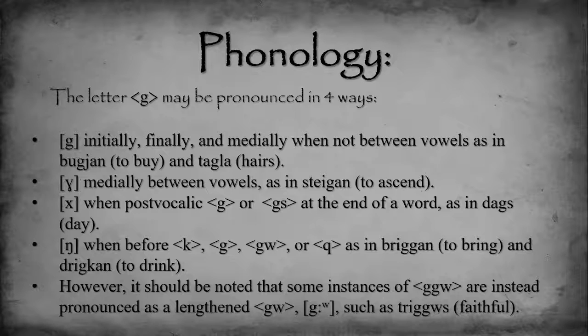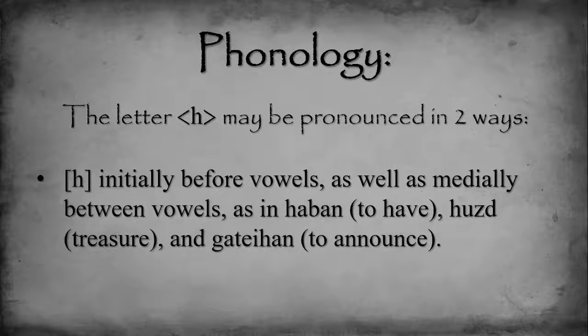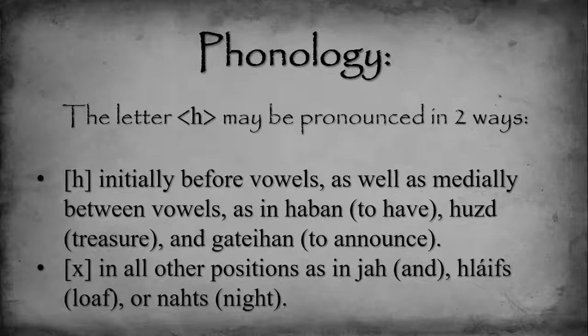However, it should be noted that some instances of GGW are instead pronounced as a lengthened GW sound, as in triggws, meaning faithful. The letter H may be pronounced in two ways. H, initially before vowels as well as medially between them, as in haban, meaning to have, hunsl, meaning sacrifice, and gateihan, meaning to announce, and ch in all other positions, as in jah, meaning and, hlaifs, meaning loaf, or nahts, meaning night.